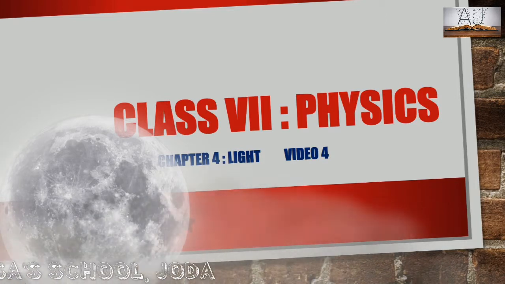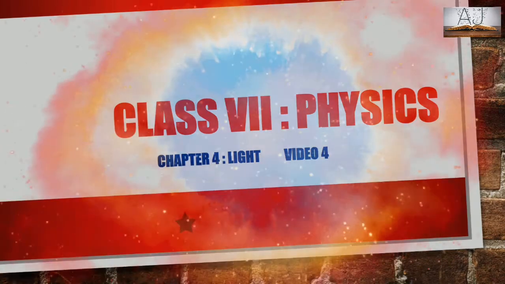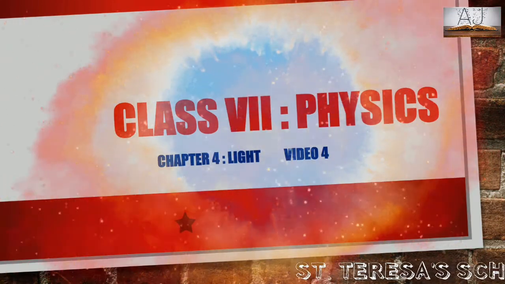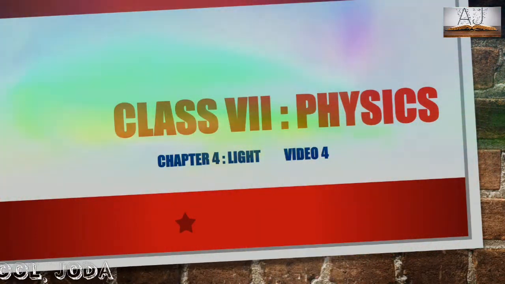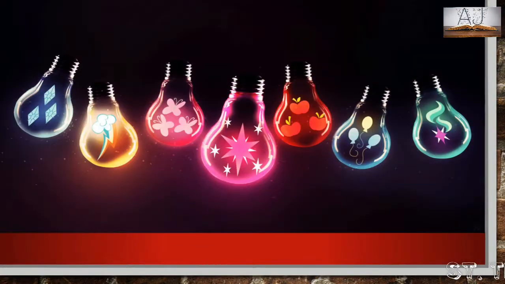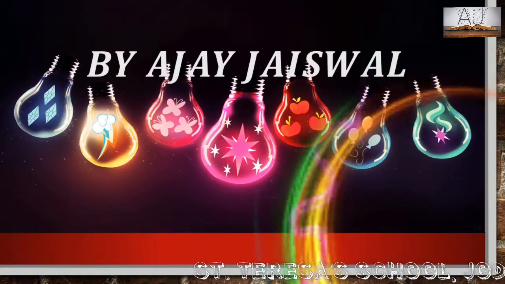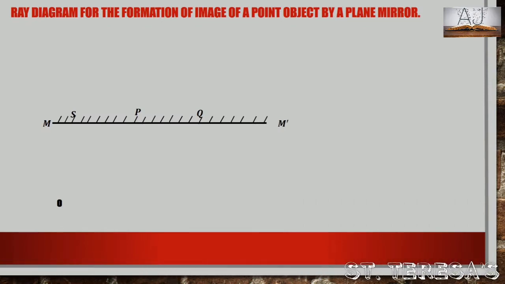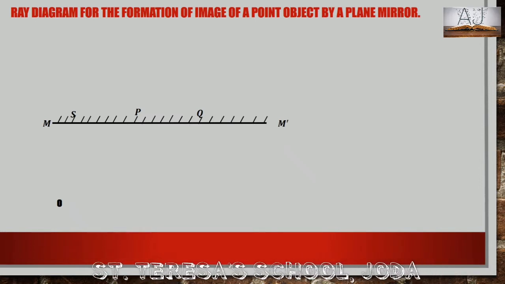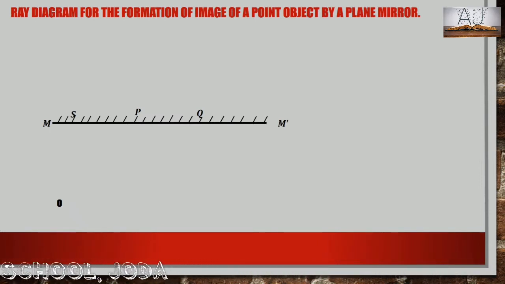Video 4. Already I have given you 3 videos for this chapter, light. This is the 4th video. In this video, we will see about the ray diagram for the formation of image of a point object by a plane mirror. First, let us see this ray diagram.